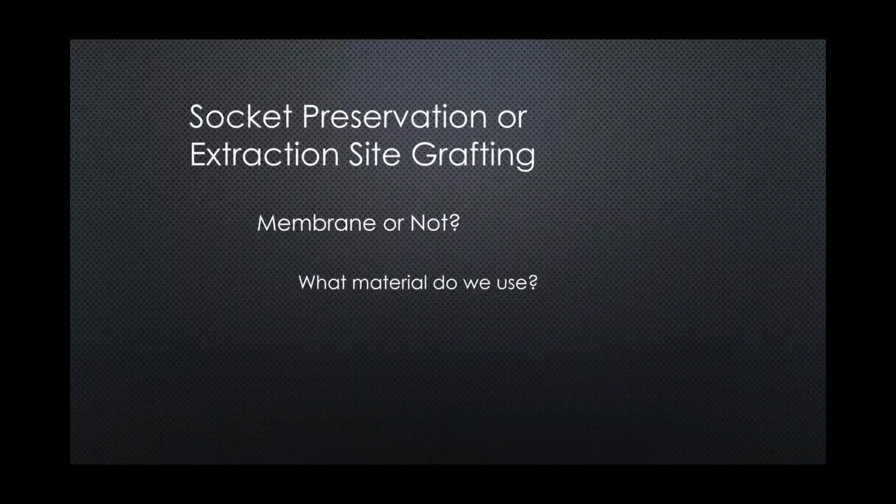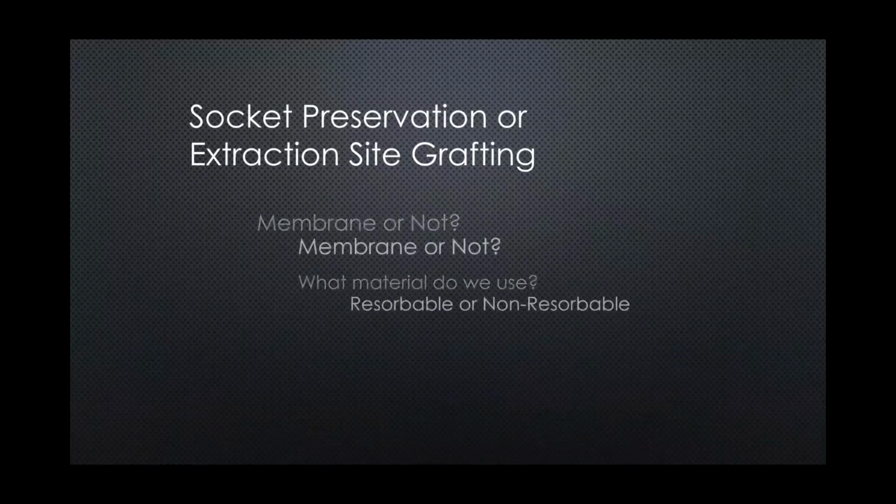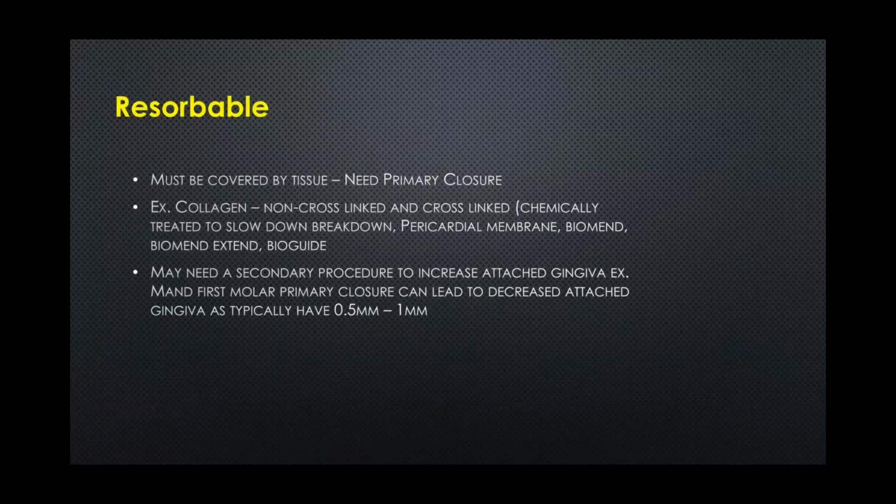Now, if we decide to do a membrane, what material do we use? Well, we know that there's resorbable and non-resorbable membranes. So resorbable membranes, the drawback here, I would say, is that they must be covered by tissue. So you need primary closure here. Examples of the resorbable membranes are collagen-based materials. Typically, they come either non-cross-linked or cross-linked, which means that they're chemically treated just to slow down the breakdown. And you can see a couple examples here.